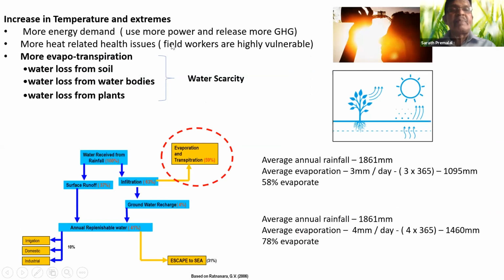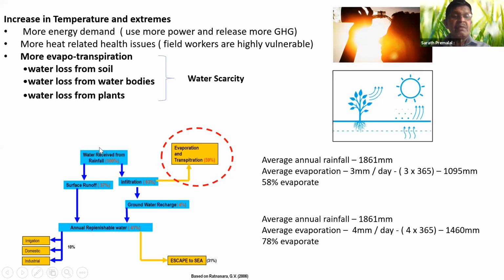With increasing temperature and extremes, we need more energy. In that case, we emit more greenhouse gas because we have to use more power, and more heat-related health issues are also expected with these high extreme temperatures. Now we'll move to the annual rainfall budget in Sri Lanka. This I actually got from one of the irrigation engineers.